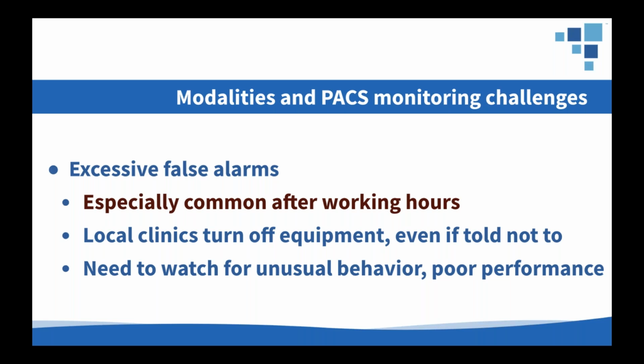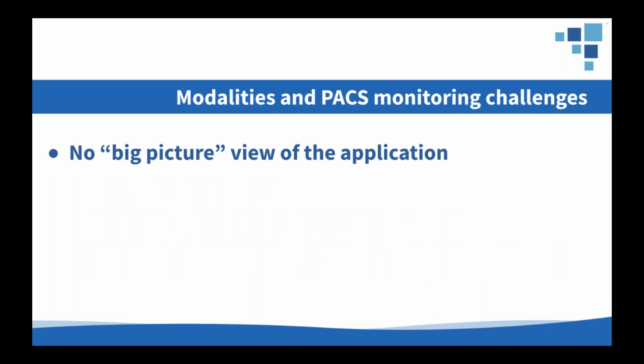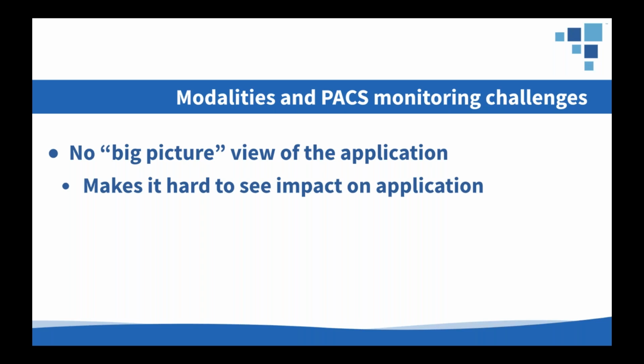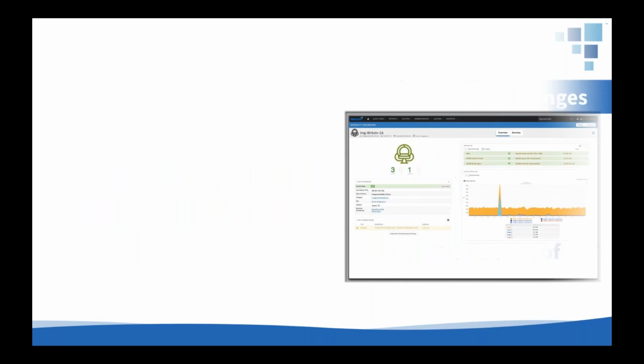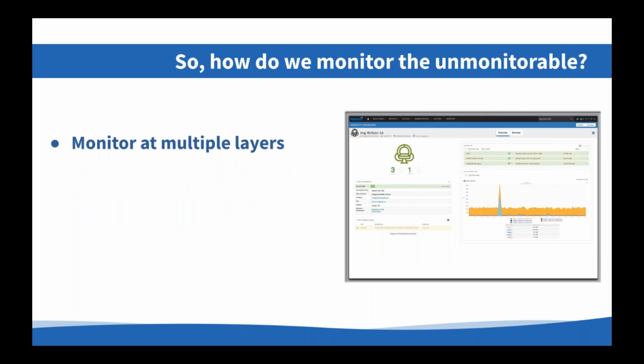The third common challenge we hear is that there isn't a big picture view of what's going on with the applications or the environment. This makes it really hard to see what impact a particular server problem may or may not be having on the application. The problem is compounded by the fact that the documentation is often, or maybe even usually, out of date. This wastes still more troubleshooting time as we're troubleshooting symptoms instead of homing in on the root cause. Ultimately, that's going to cost us money in the form of wasted engineering time, extended outages, and possibly even missed procedures.